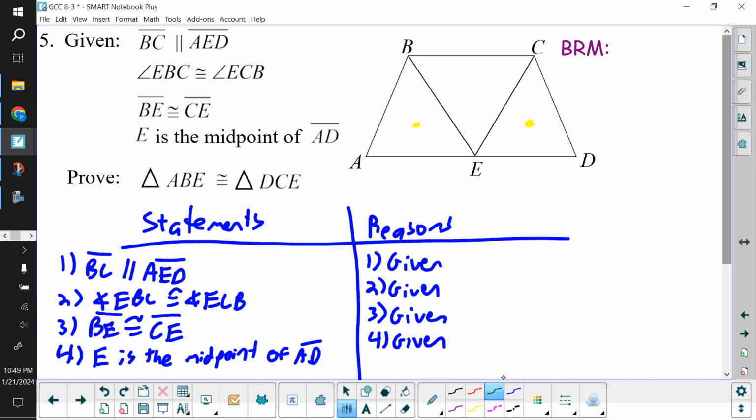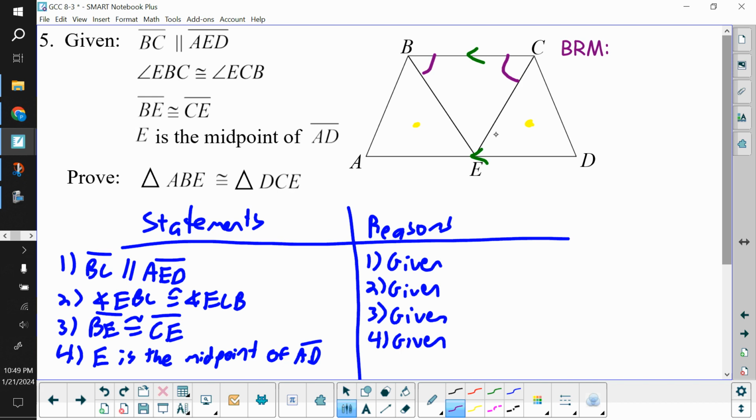We've got to start out some parallel lines. So I'm going to put a little arrowhead on BC, and I'll put a little arrowhead on AED. We have some angles congruent. We've got EBC. So EBC would be this one here. B is the middle letter. ECB would be this angle here. Now, even though we marked some angles up congruent, I'm not going to put an A next to step 2 because those are not angles that are in our triangles we're trying to get congruent.